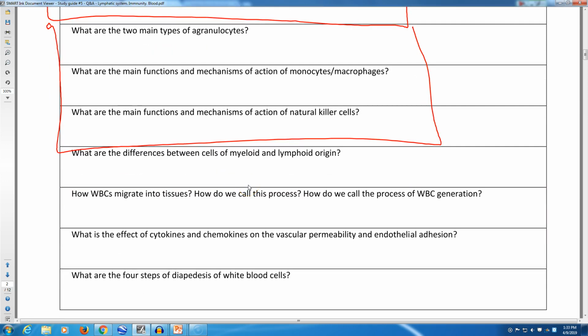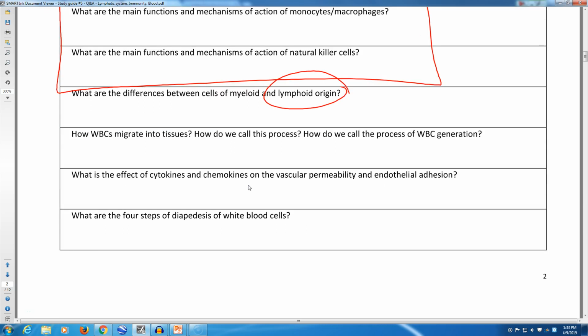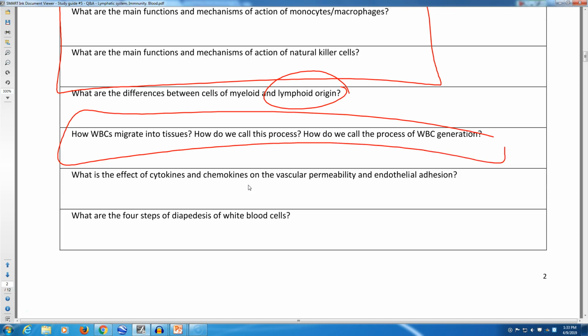Cells of myeloid and lymphoid origin. Cells of lymphoid origin are lymphocytes. They seed the lymphatic system. Cells of myeloid origin belong to blood. So, tissue injury leads to release of cytokines and chemokines that promote leukocytosis. Leukocytosis increases the number of white blood cells.